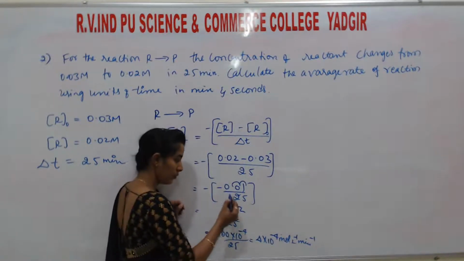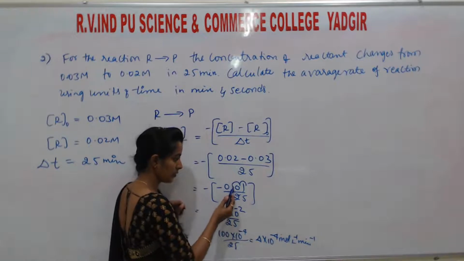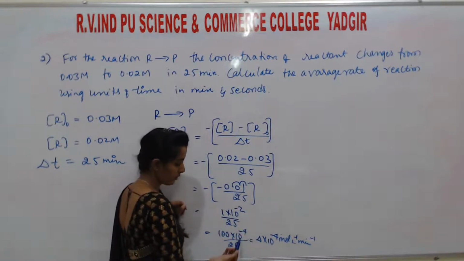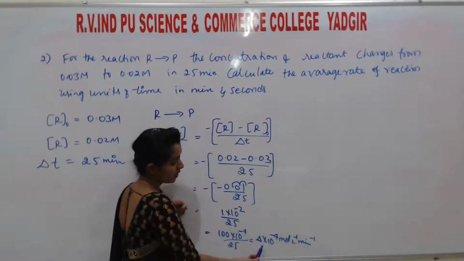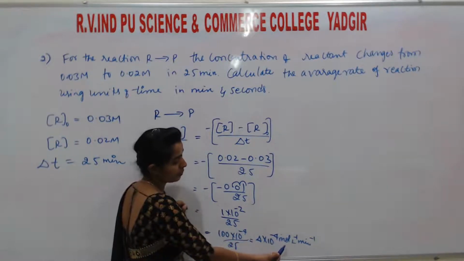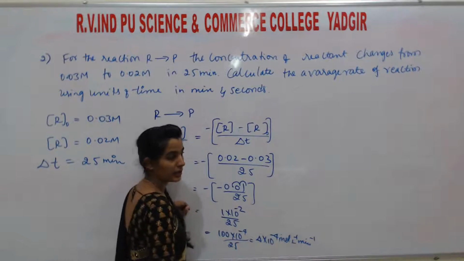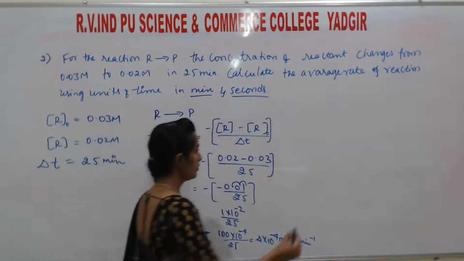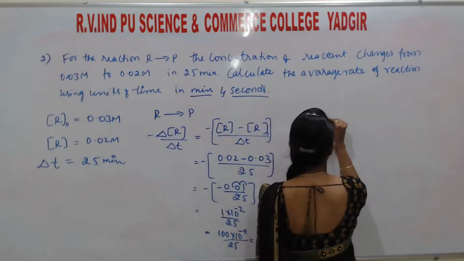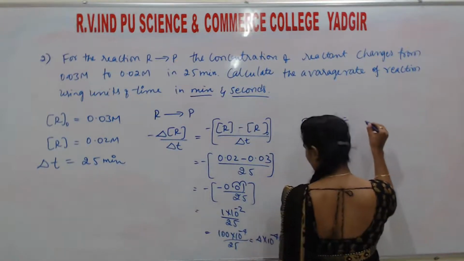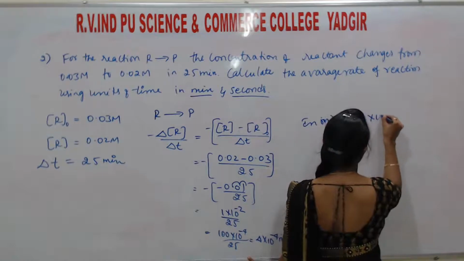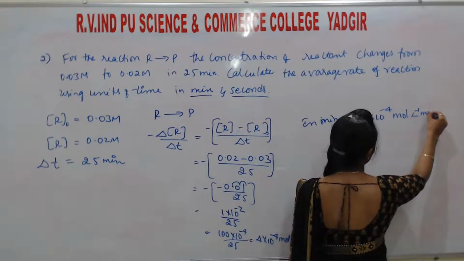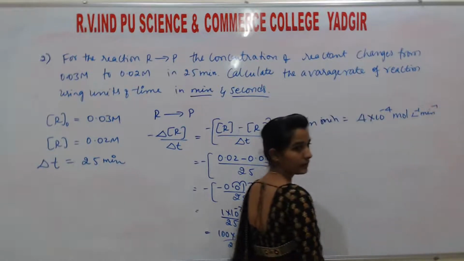Understand? I shifted this decimal point 4 digits forward. That means 10 raised to minus 4. Okay? It is 4 into 10 to the power of minus 4 mole liter inverse minute inverse. So here this side in minute, this side in second. So in minute it is 4 into 10 to the power of minus 4 mole liter inverse minute inverse.